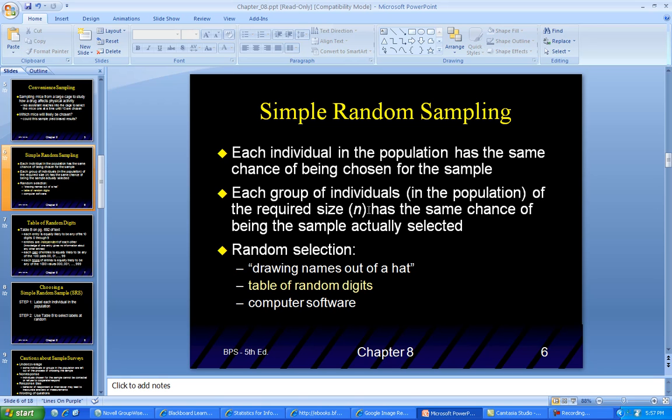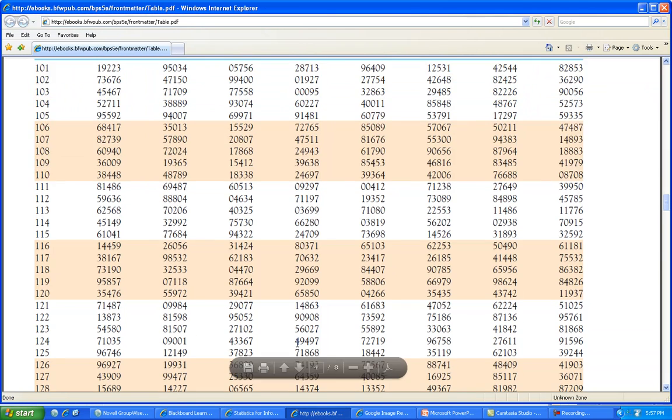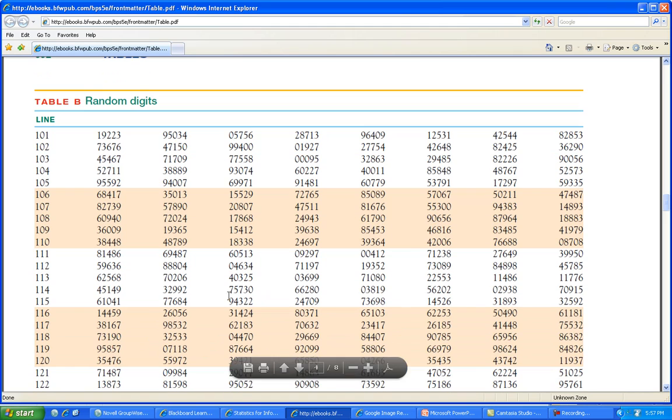So what you do is you find the people that are going to respond to your survey by drawing names out of a hat or using a table of random digits. In the back of your book, the table of random digits looks like this. It's Table B. You take a line at random, say line 110. Let's say your population is all students, and that's 4-digit numbers. So the first person I'm going to talk to is number 3,844. The second is 4,878. The next is 1,833, and so on.